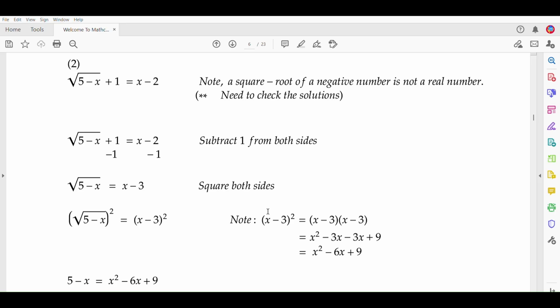Welcome back. Solve this equation. Square root of 5 minus x, plus 1, equals x minus 2.